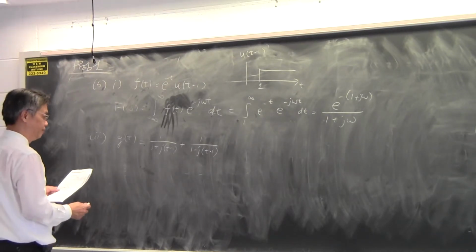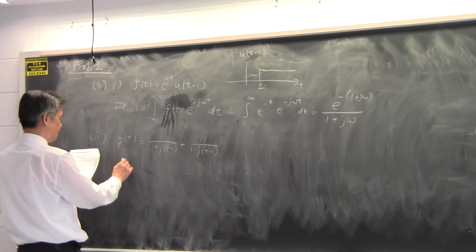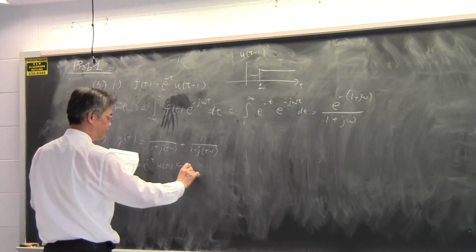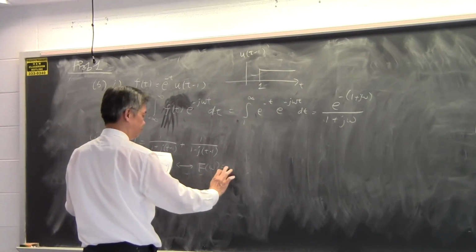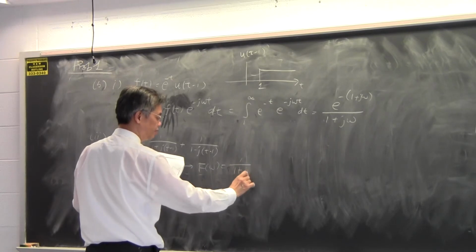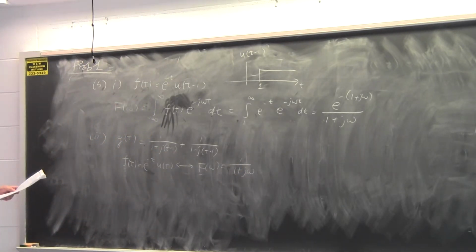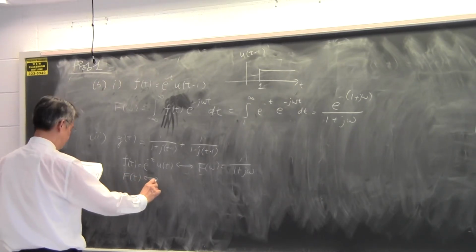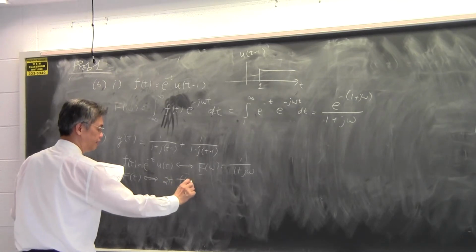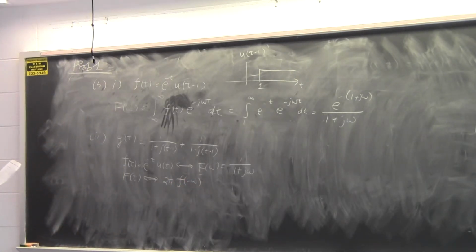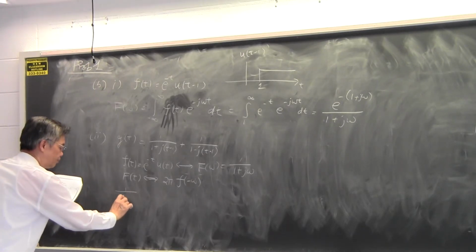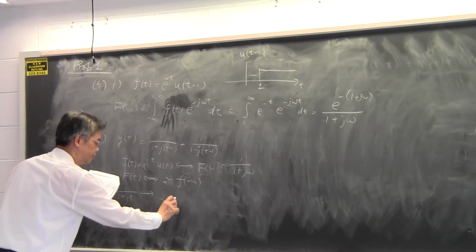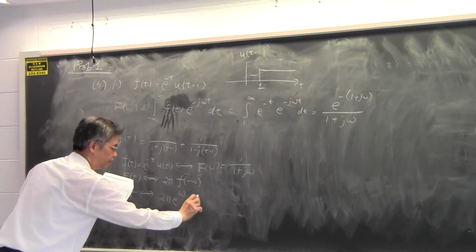We know that we can use the symmetry formula: f of t, when it's given by e to the minus t u(t), Fourier transforms to F of omega, which is equal to 1 over (1 plus j omega). Okay, we know this, and then by the symmetry formula, F of t must Fourier transform to 2 pi f of minus omega. By using this property, you can figure out that 1 over (1 plus jt) must Fourier transform to 2 pi e to the omega u of minus omega.